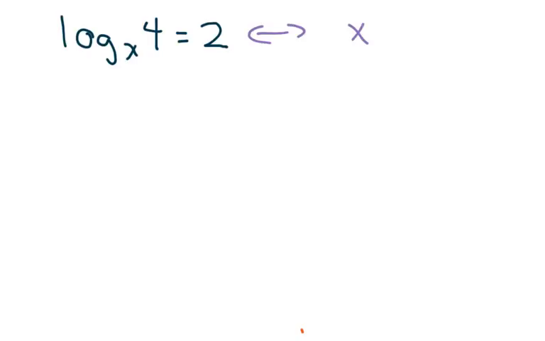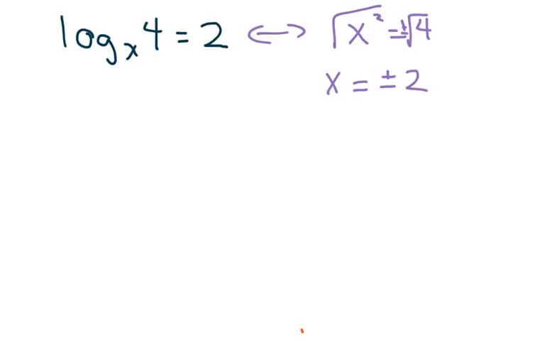So 95, I believe, is next. We have log base x of 4 equals 2. So this is a good one to note. I'm going to rewrite it to something I'm more familiar with. So I'm going to rewrite this as x squared equals 4. When I square root both sides, I get x equals plus or minus 2.